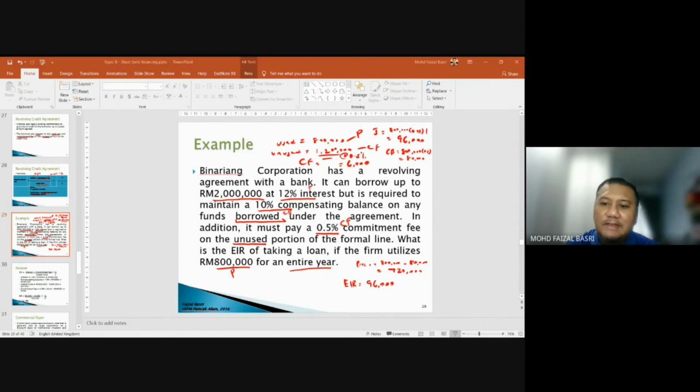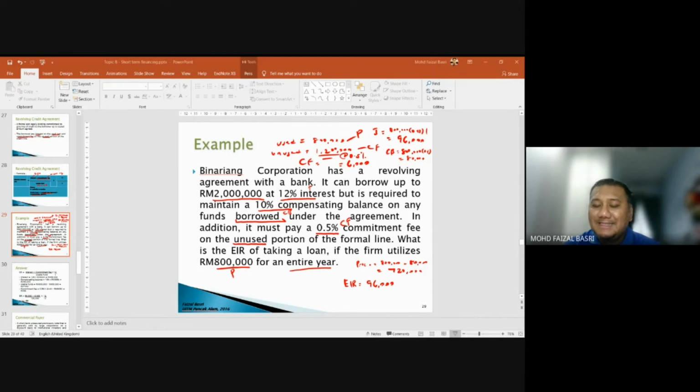Oh, I think I salah kira ni. I terlupa nak tambah commitment fee. Commitment fee tadi berapa? 6,000. Okay, bear with me. I terlupa nak tambah. So it's supposed to be 96,000 plus 6,000. Okay, divide by 720. Okay, it's supposed to be 14.17. Salah, sorry. It's 14.17%.